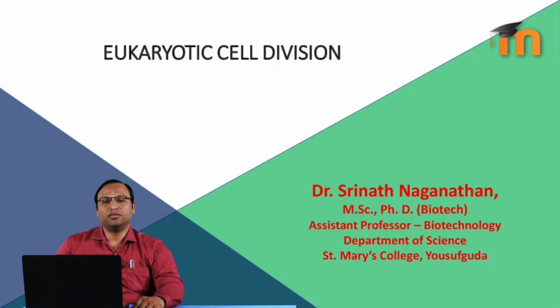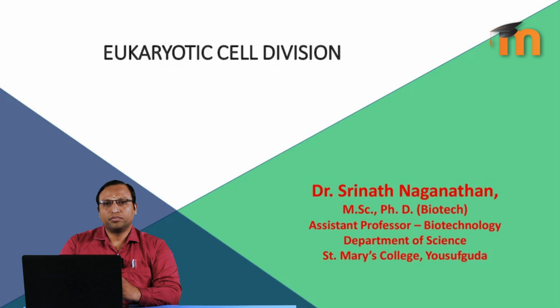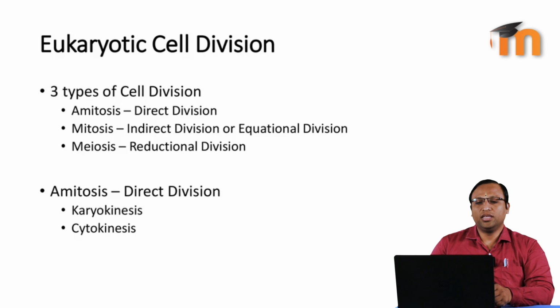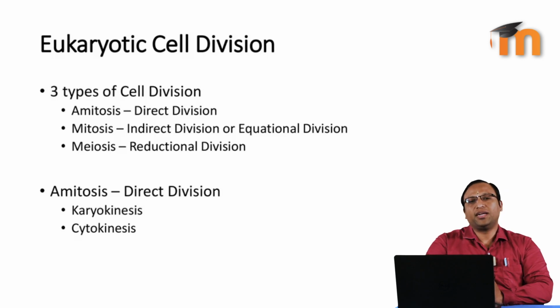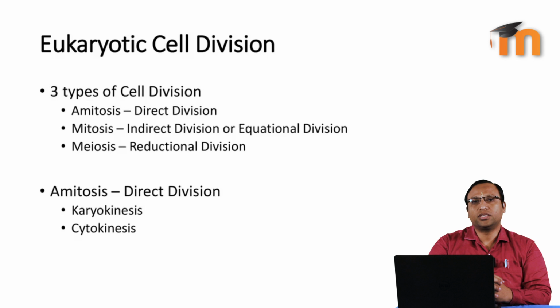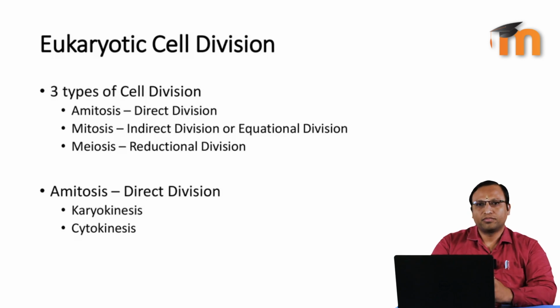As we have already seen about the cell phases or the cell cycle, we know that the cell has already completed its interphase. It is about to enter into the next phase, that is the mitotic phase. In this phase, there are three different types of eukaryotic cell division discussed in this particular topic. The first is called amitosis, which is a direct division. Second is mitosis, which is indirect division or equational division. And third type is meiosis, which we will deal with in the next session, called reduction division.